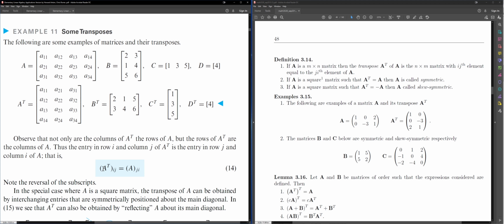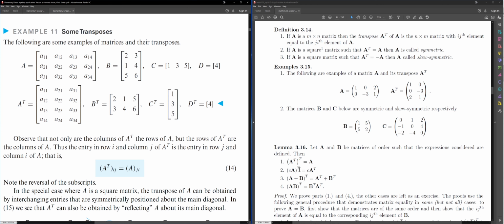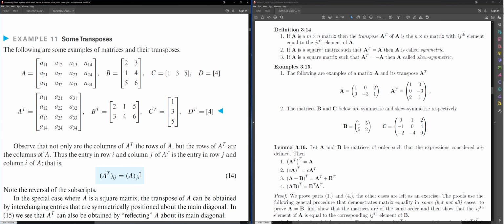Okay, but this definition here is useful for when you're doing proofs, and when you want to prove certain properties of A transpose, in particular the four over here. So if I want to prove, say, that the transpose of A transpose is equal to A, what I would need to do is go to the definition of the transpose. Then some more simple examples over here.